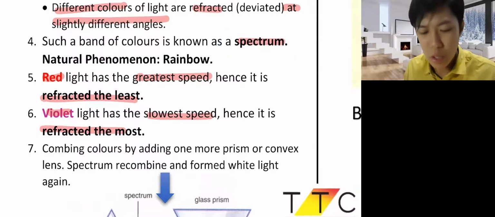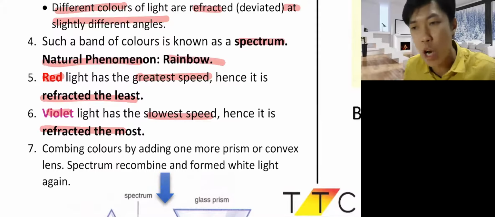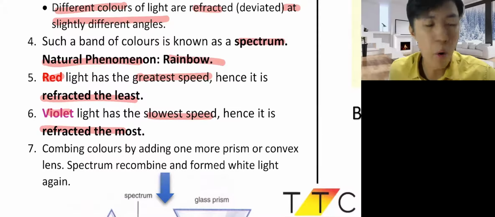When do we need to write or mention rainbow? That's when the question asks for a natural phenomenon. Then you write rainbow, or else we just stick to spectrum.